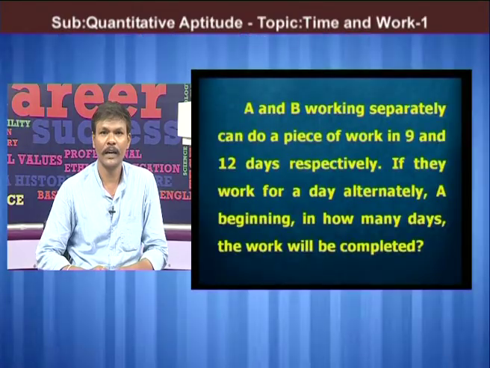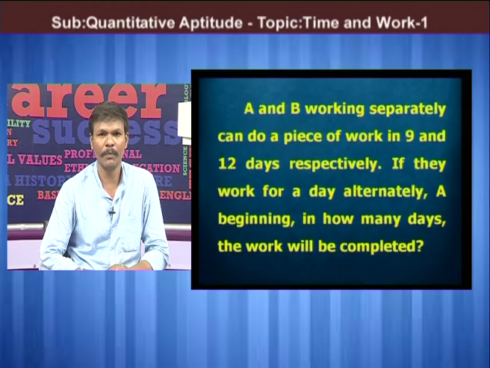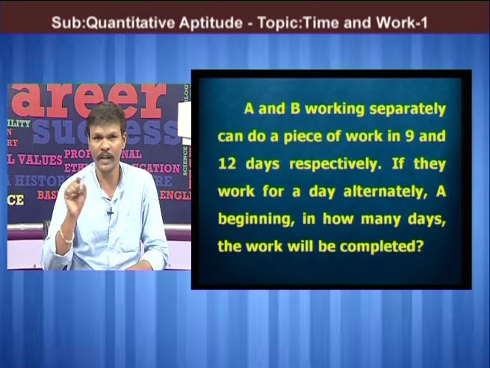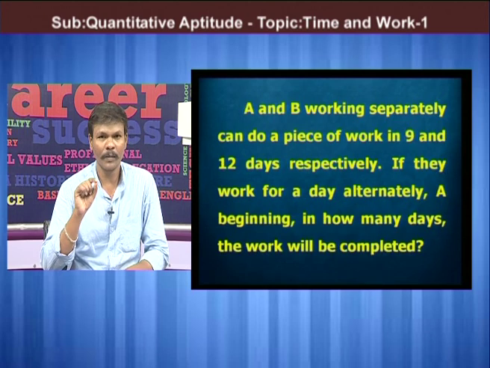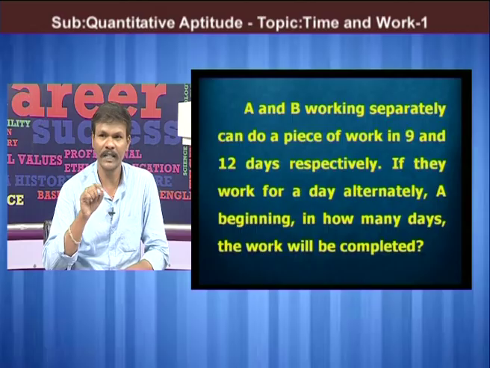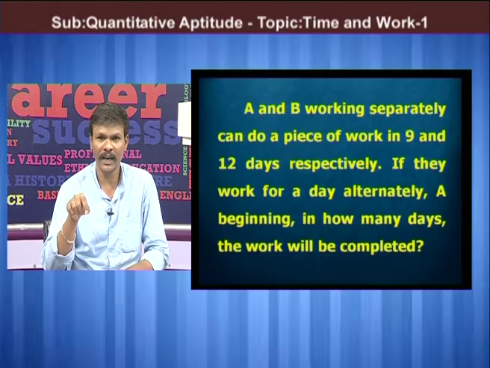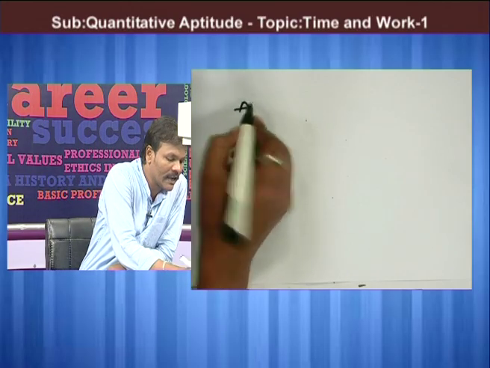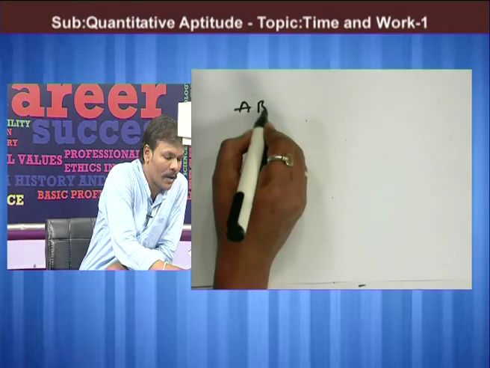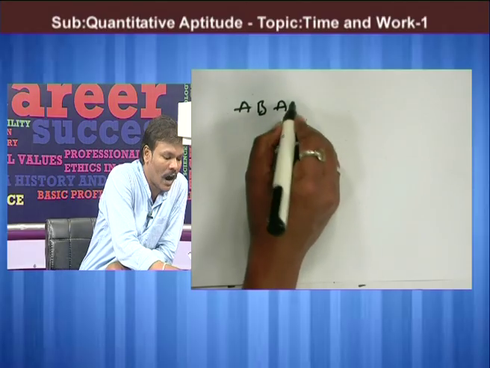The question is, A and B working separately can do a piece of work in 9 and 12 days respectively. If they work for a day alternatively, A beginning, in how many days will the work be completed? In the question you have to observe the words work for a day alternatively. Alternatively means A begins the work, the next day B continues it, the next day A continues it, and the next day B continues it.